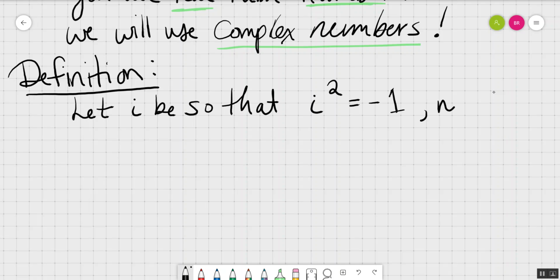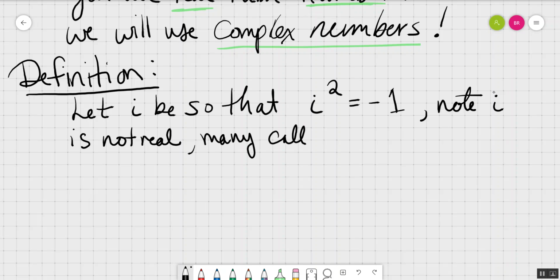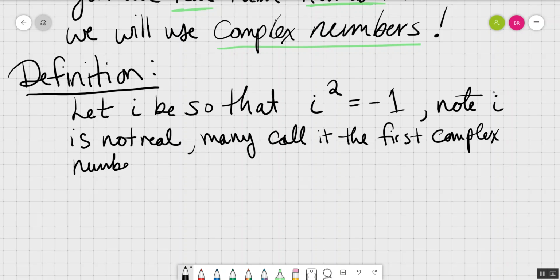I'm going to make a little note here. i is not real. In fact, many people call it the first complex number. And what it's going to do for you is allow you to square and get a negative. That's all it does and all it's for.